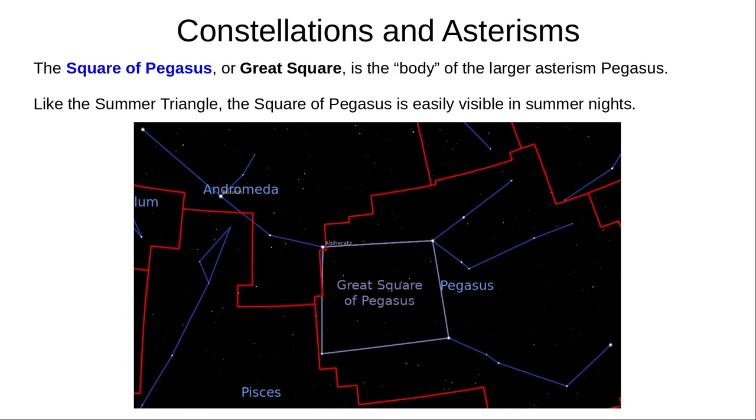And finally, the Square of Pegasus, or the Great Square. This is another asterism that's part of a larger asterism, forming the body of the winged horse Pegasus. This is also easily visible in northern summers.